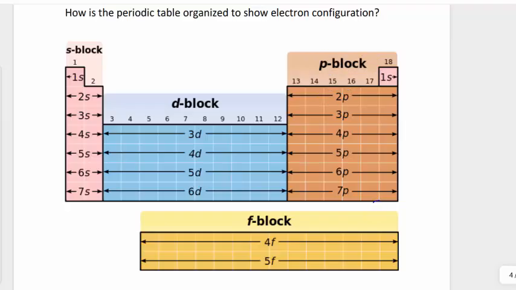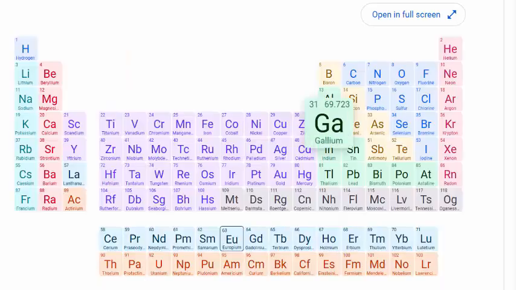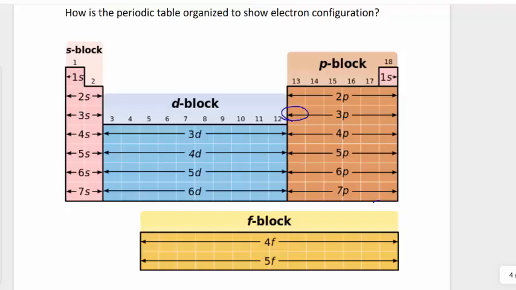So let's find this element here. If we go to the main periodic table, the element that matches that is aluminum. This is aluminum right there. So if I wanted to write the electron configuration for aluminum, and I just knew it was in this box here, I'm just going to go across and start to write the order.